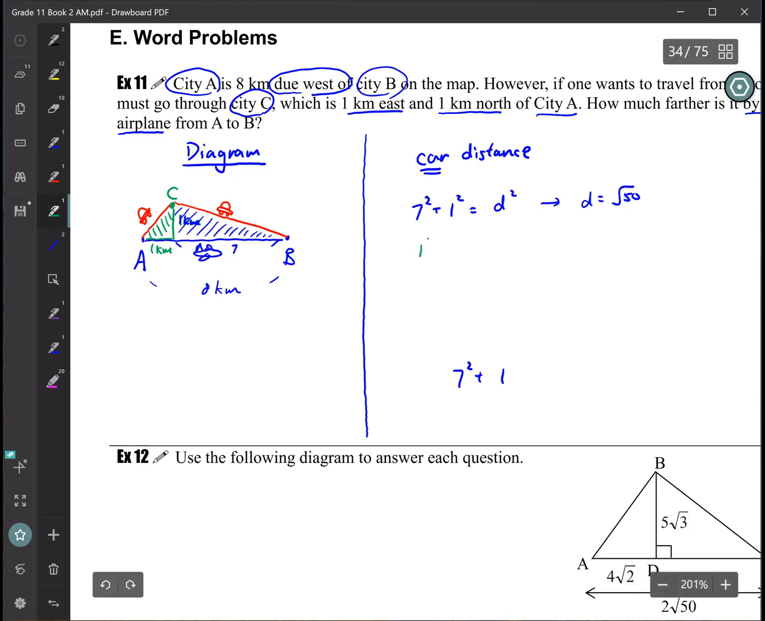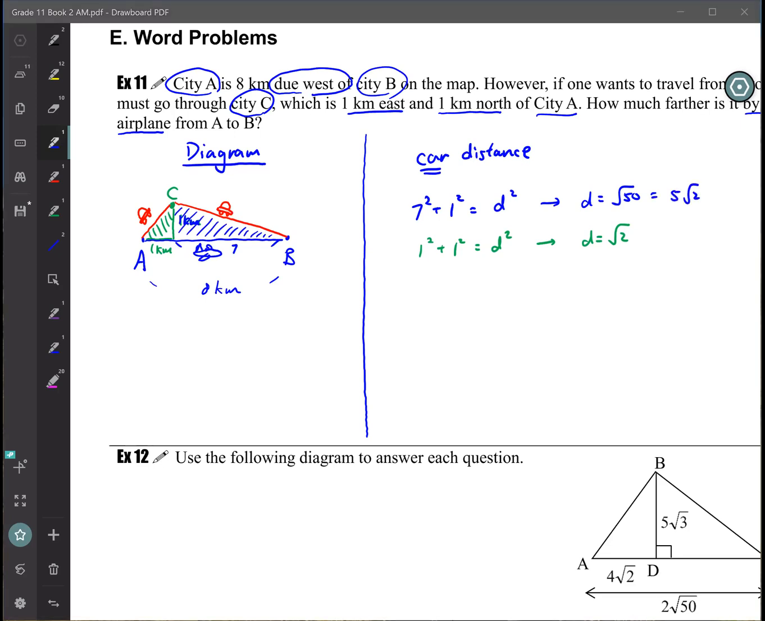Okay, so we do 1 squared plus 1 squared to give you the other distance. D is root 2. And then you simplify root 50 to 5 root 2, and then you add them together. Okay, very good. So this question needs you to combine simplifying and also add and subtract, right? So we are not using a calculator at all, right?